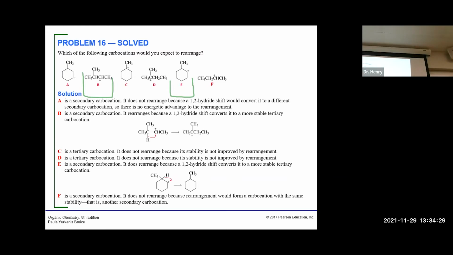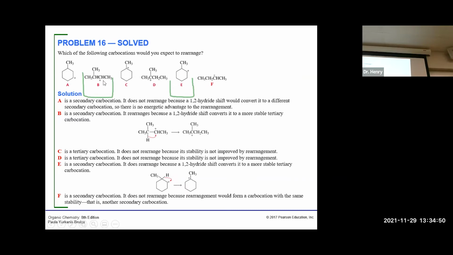So the correct answer is B and E. As he nicely pointed out, this guy is too far, right? Remember, we're talking about that person in the middle, so that's not going to happen. Here we have the positive charge here. So this one is going to be a perfect case for rearrangement, right?